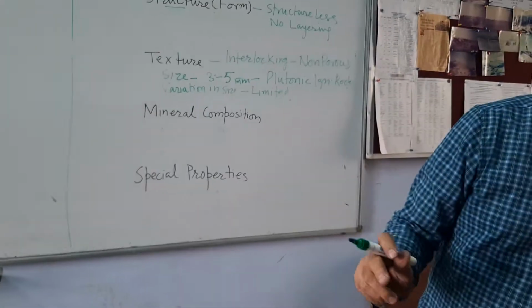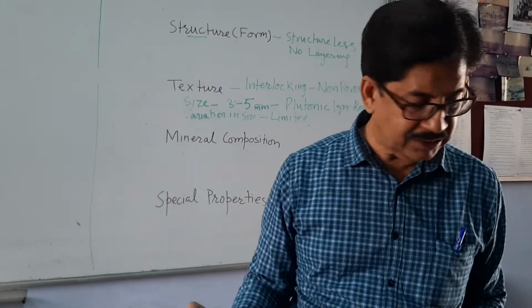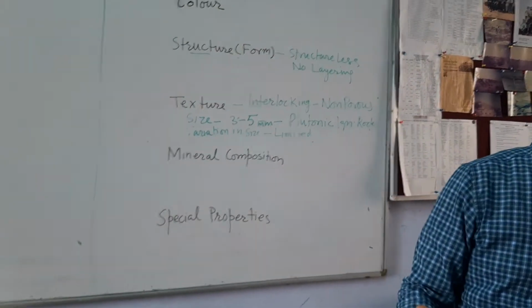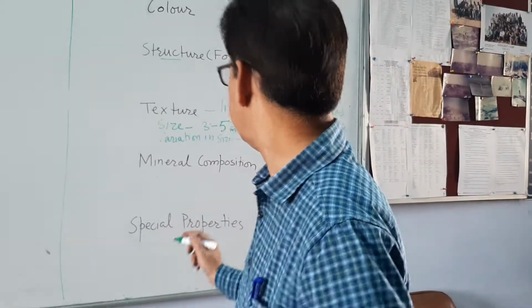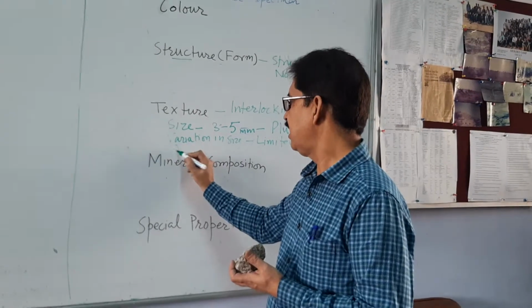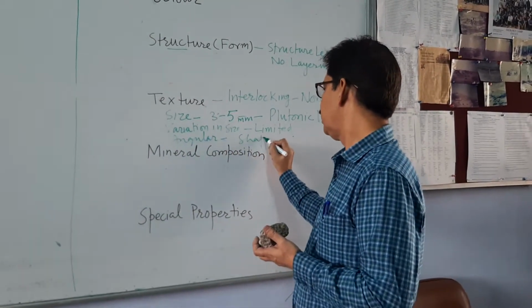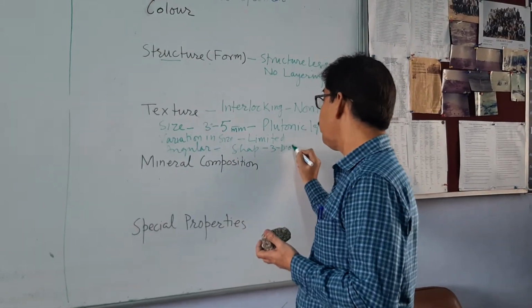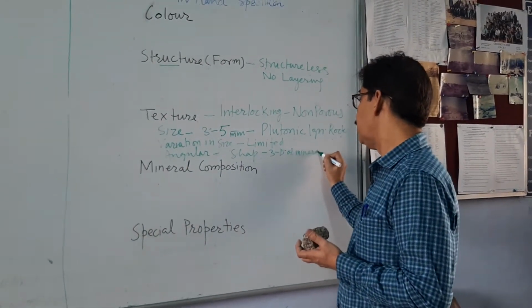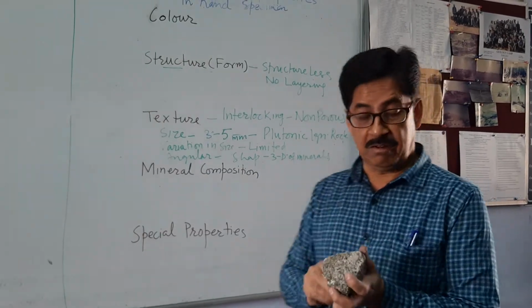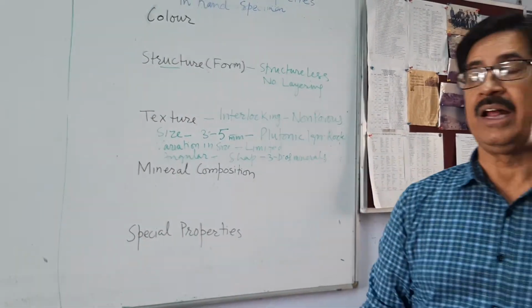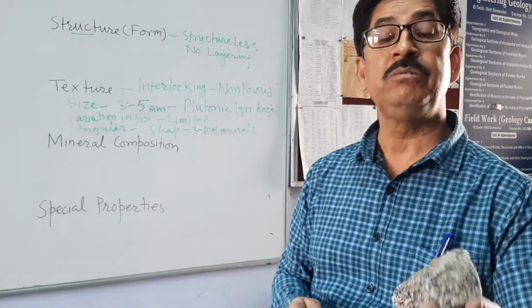If you look at the grain shape, all the grains are angular, and the shape is almost three-dimensional, of minerals, not of the sample. Please mind, when we write shape and angularity, we are talking of the minerals which are present here.